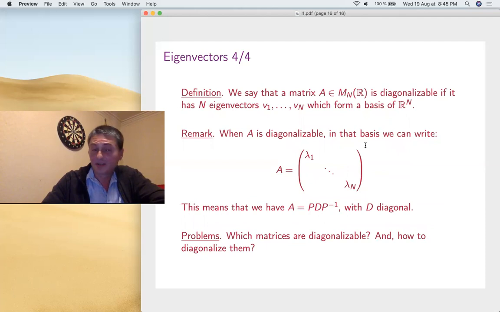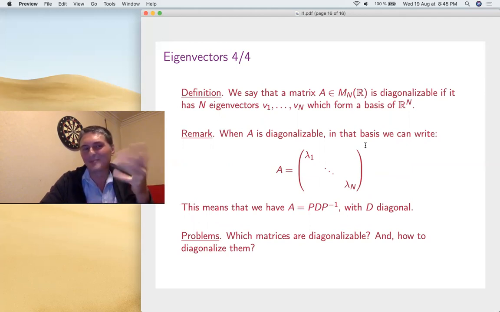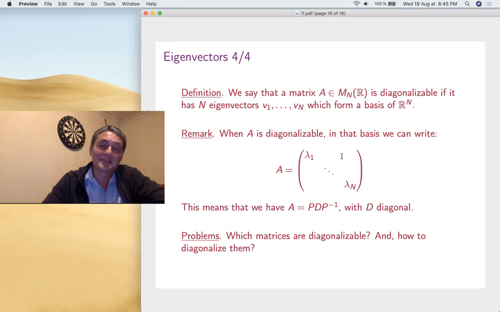So this is important. The good case is when the matrix has n distinct eigenvectors, which form a basis, a new basis. In this case, of course, in that basis the matrix is just diagonal, because each direction is multiplied by lambda i. So these are some of the simplest matrices. And the problem is which matrices are diagonalizable and how to diagonalize them.